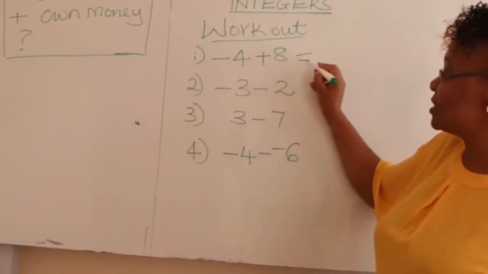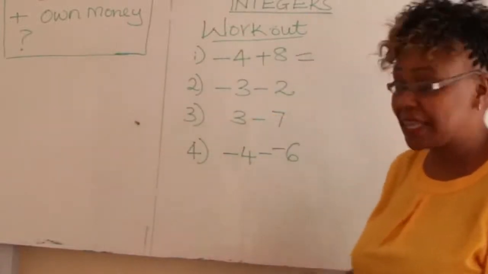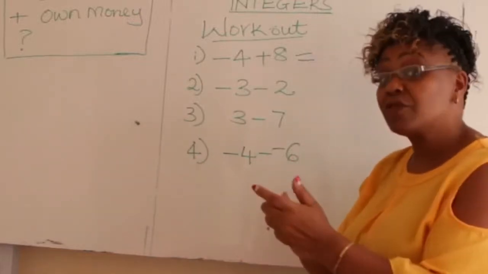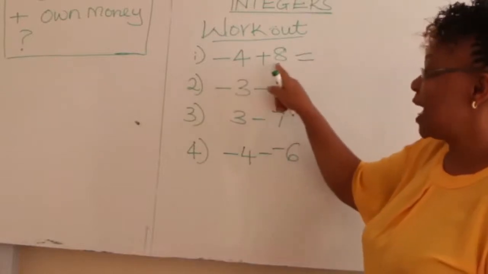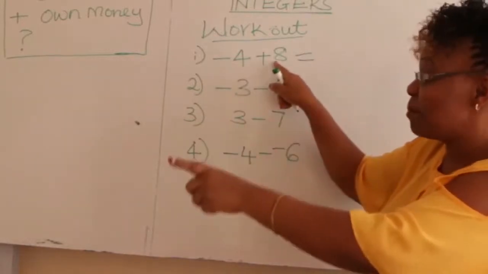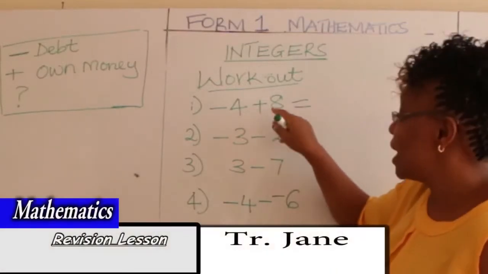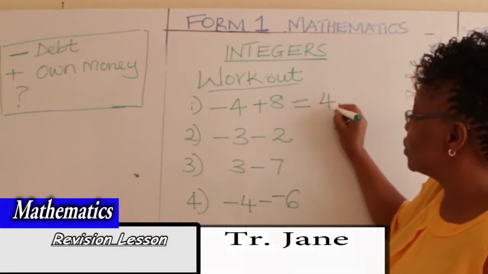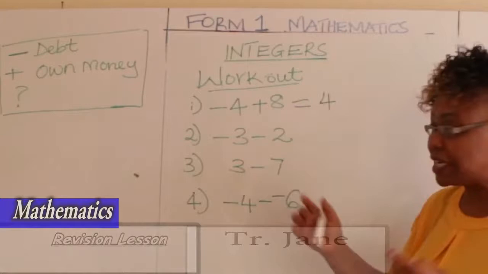So you ask yourself, if I pay the debt, that is why I've put a question mark there, what will happen? Will I be left with a debt or my own money? I have a debt of 4 and my own 8 shillings. So if I pay the debt, I'll be left with my own money. How much? 8 minus 4, which gives you 4 shillings. I'll be left with my own money, so it will be a positive 4, or you just write 4.